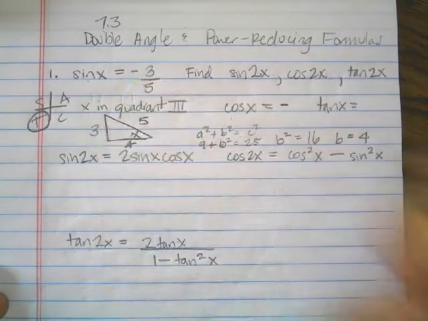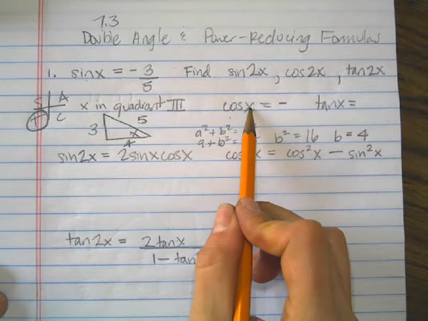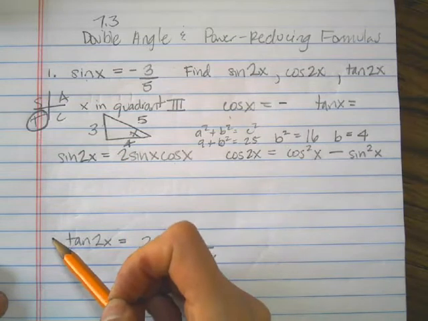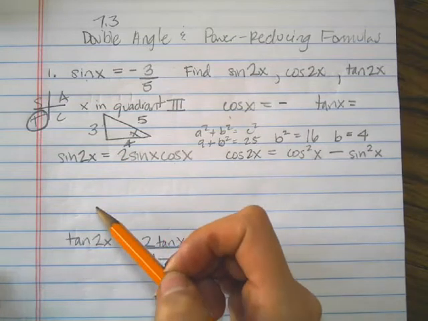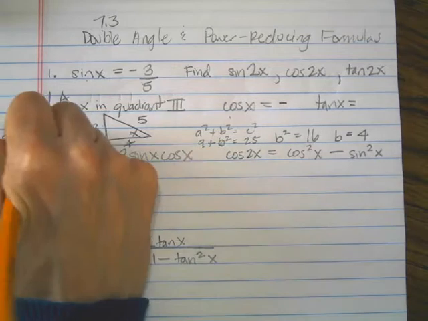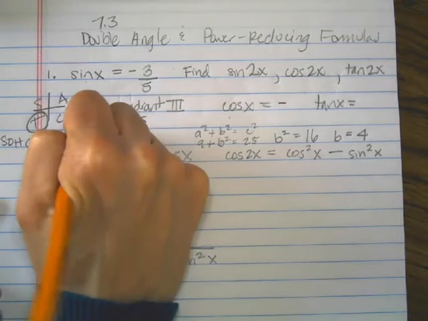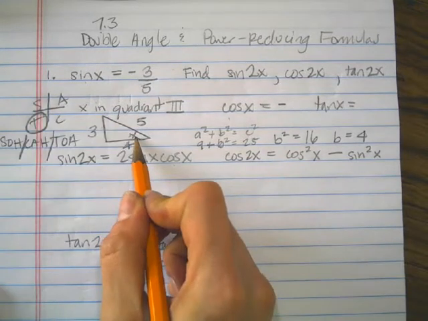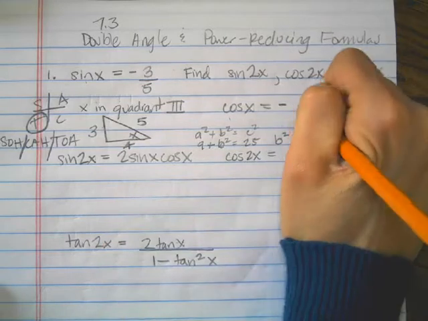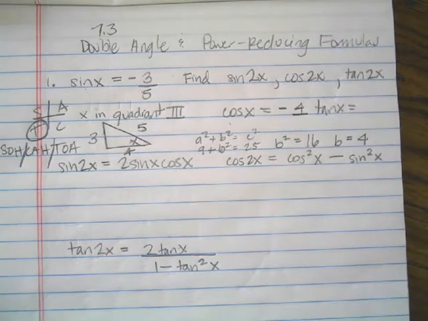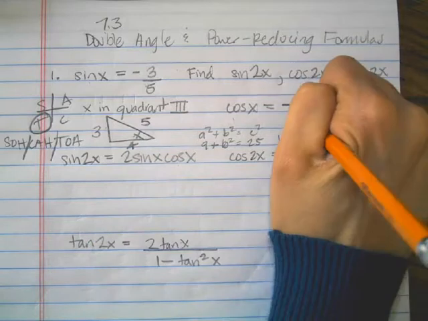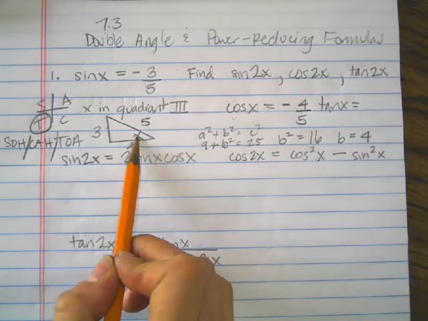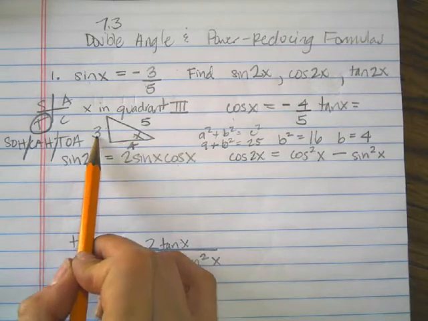So now looking at this triangle, we're going to say, okay, cosine is what over what? Good, adjacent over hypotenuse, because remember we're using SOHCAHTOA. So adjacent over hypotenuse. Adjacent to this is what? 4. And hypotenuse is 5. Okay, and TOA is opposite over adjacent. So opposite is 3 and adjacent is 4.